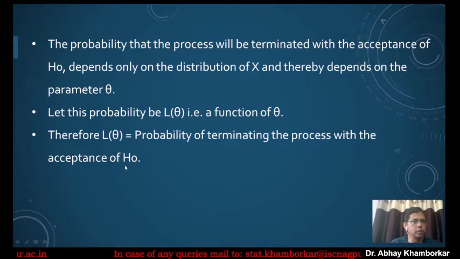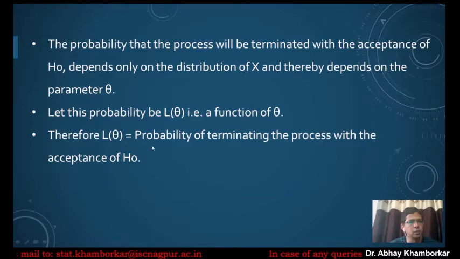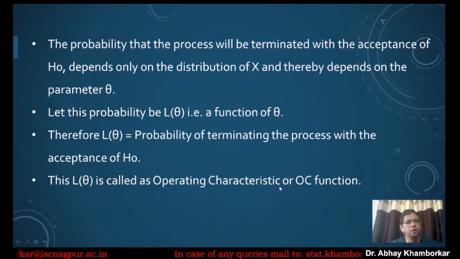This decision is also important. As I said, the process will terminate with either a decision that you are going to accept the hypothesis or you are going to reject the hypothesis. So L of theta represents one of those criteria, that is acceptance of H naught. So in other words, L of theta is nothing but the probability of terminating the process, but with the acceptance of H naught. So that is the meaning of L theta. This L theta is called the operating characteristic or OC function.